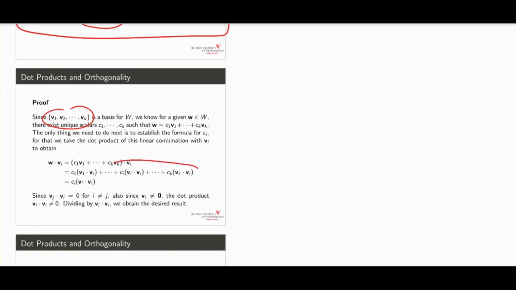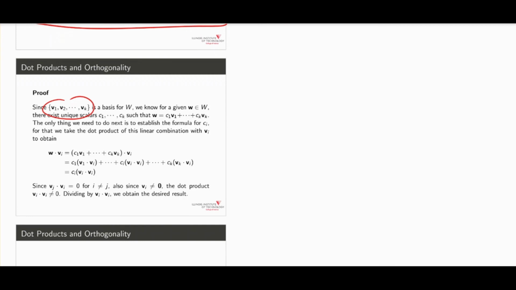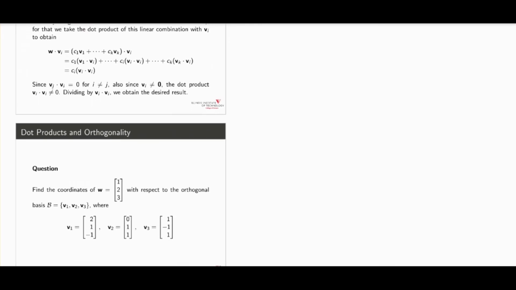Again, everything that is not related to Vi will die, and the only thing that survives is Ci. So what is Ci Vi dot Vi? Ci Vi dot Vi is equal to this. So what is Ci? You divide, and you will get this. So all these coefficients here are very easy to compute if your bases are orthogonal.